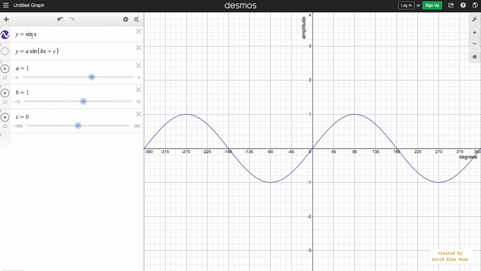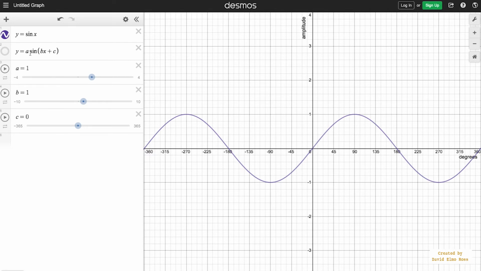So let's go back over y equals sine x. Y equals sine x means that it's going to go from here to here in one complete cycle in 360 degrees. And the amplitude here, because there's nothing for amplitude, will always be 1. So the sine of 90 is 1, the sine of minus 90 is minus 1, and the sine of 0 is 0, and so forth. So this is our basic sine.